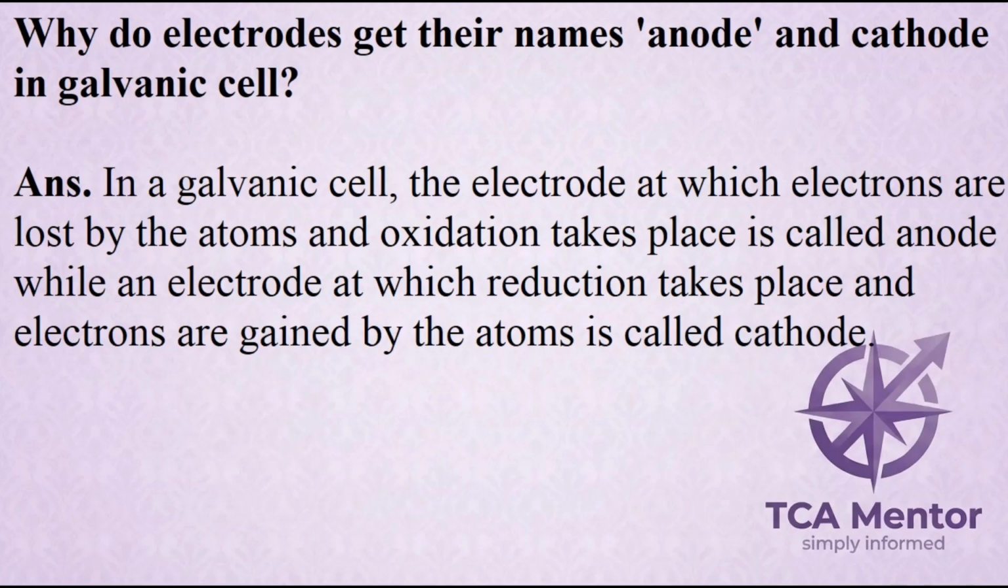Why do electrodes get their names anode and cathode in galvanic cell? ANS. In a galvanic cell, the electrode at which electrons are lost by the atoms and oxidation takes place is called anode, while an electrode at which reduction takes place and electrons are gained by the atoms is called cathode.